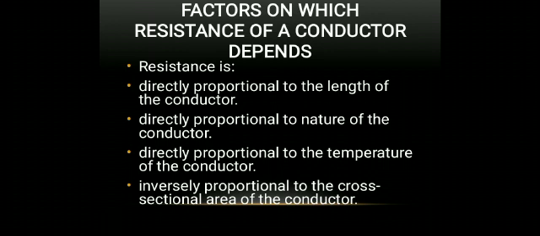Area of the conductor here means the thickness of the wire, and area is equal to pi r square, where r is the radius. So if the radius of the conductor is more, or the wire is thick, then the area of the conductor will be more, and if area is more, then the resistance will be less because they are inversely proportional. So we can say that a thick wire will have less resistance as compared to a thin wire.